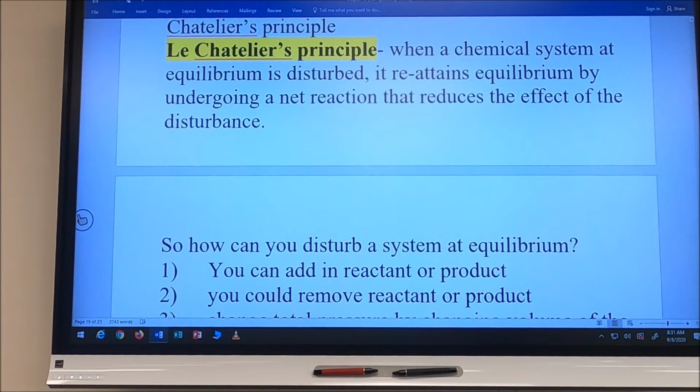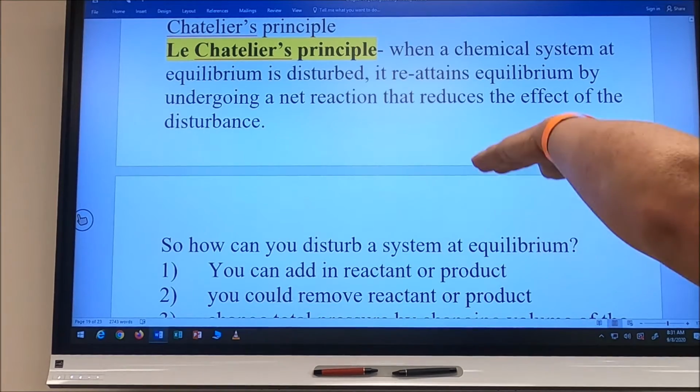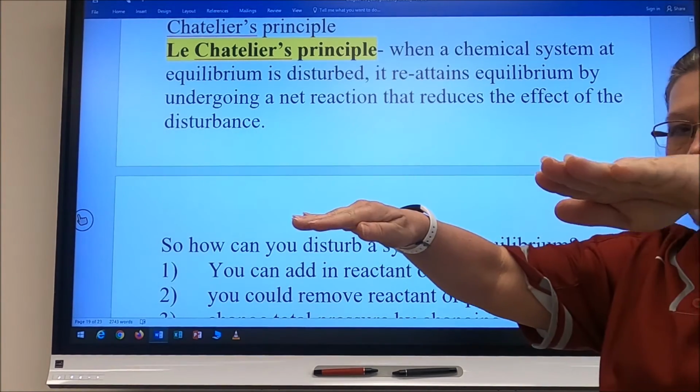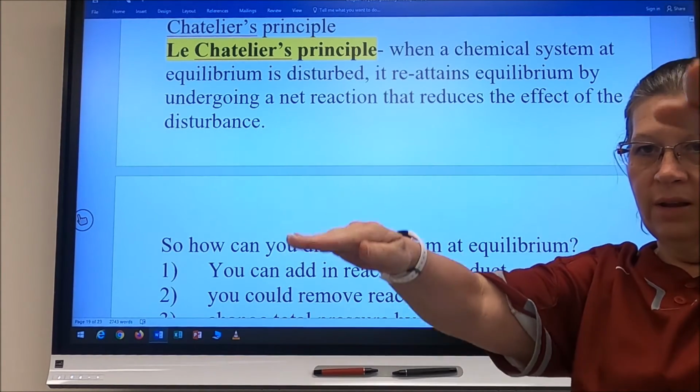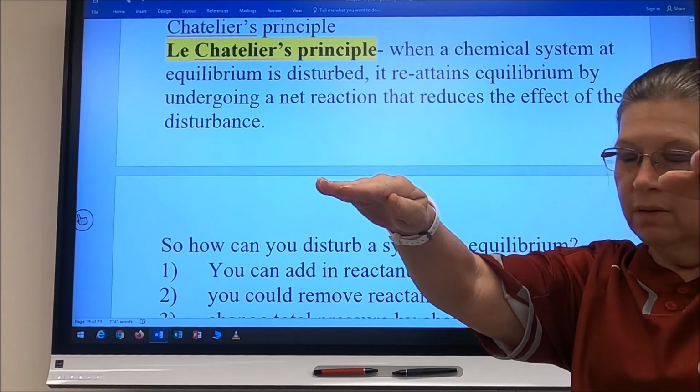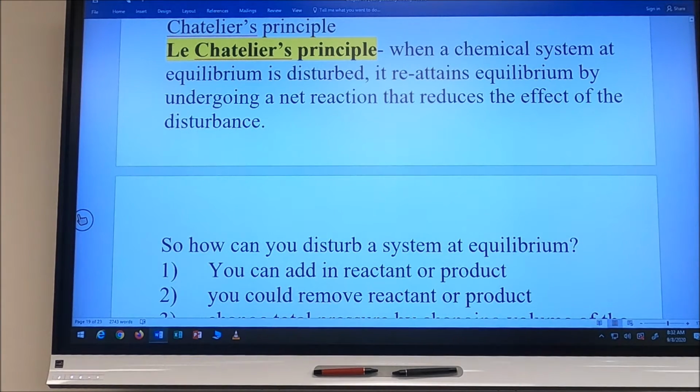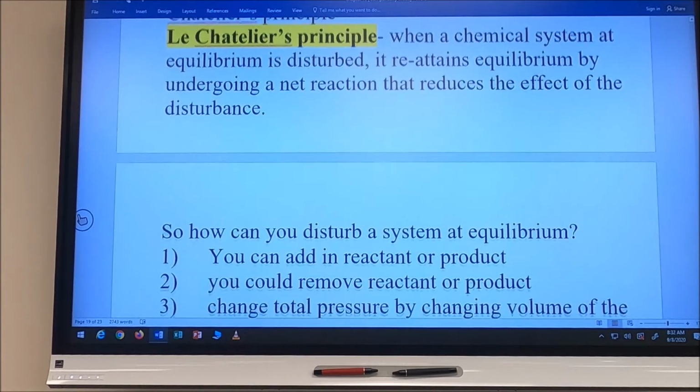Le Chatelier's principle says when a chemical system at equilibrium is disturbed, it reattains equilibrium by undergoing a net reaction that reduces the effect of the disturbance. So we have a system in balance, and we disturb it. It moves back to a balance point. So we're going to look at how we disturb a system and then how the system responds to each one of these disturbances.